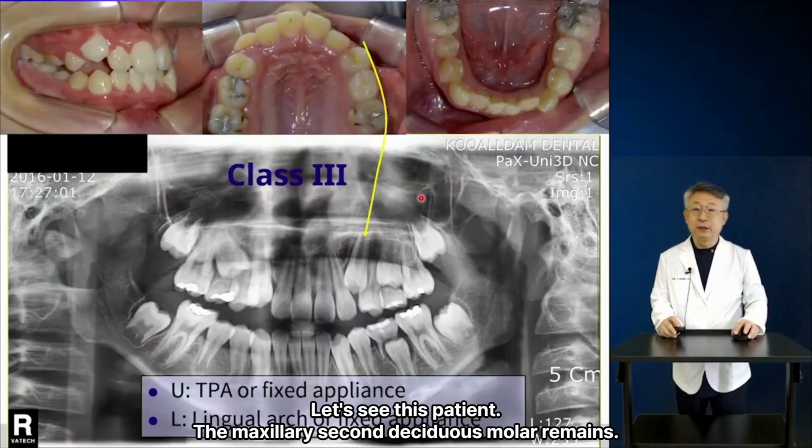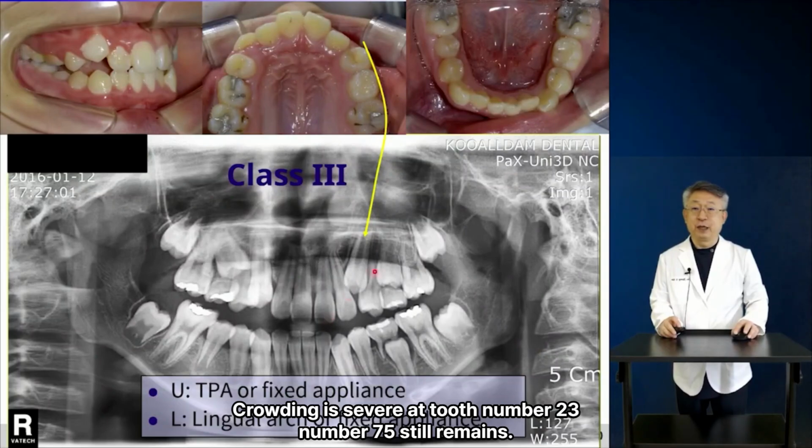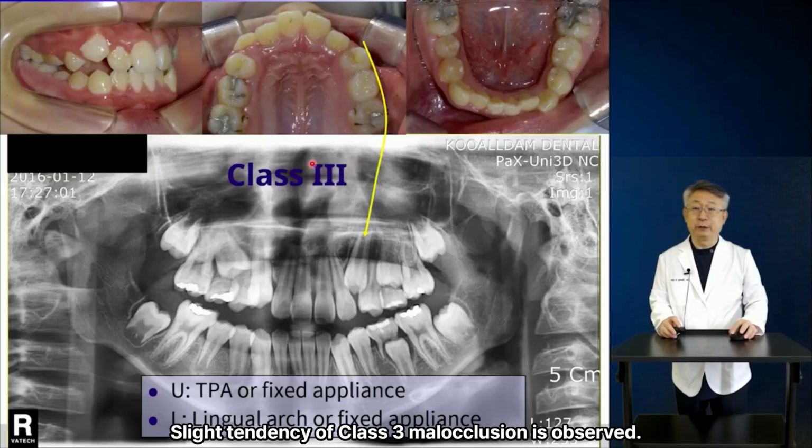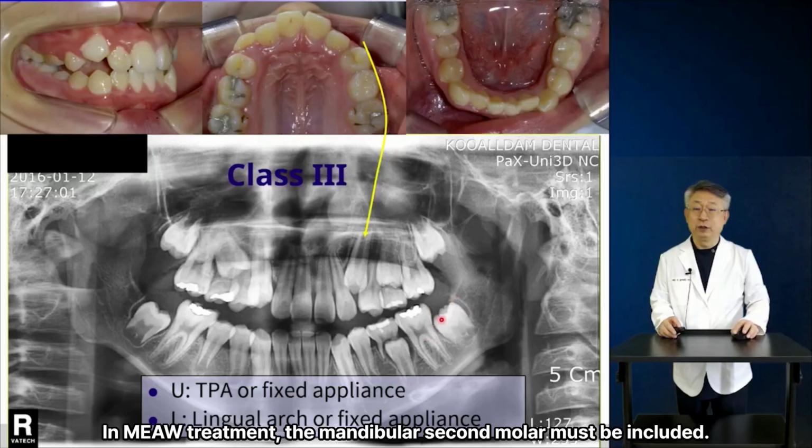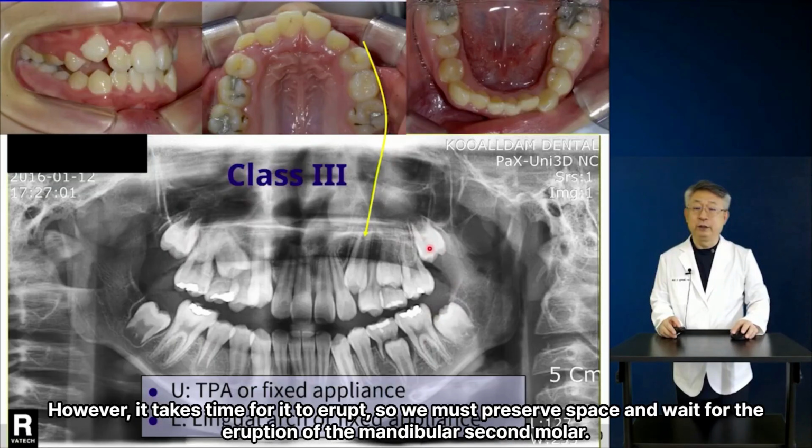Let's see this patient. The maxillary second deciduous molar remains. Crowding is severe at tooth number 23, and number 75 still remains. A slight tendency of class 3 malocclusion is observed. Which treatment should we perform? Maxillary TPA, maxillary fixed appliance, mandibular lingual arch, or mandibular fixed appliance? In MEO treatment, the mandibular second molar must be included. However, it takes time for it to erupt, so we must preserve space and wait for the eruption of the mandibular second molar.